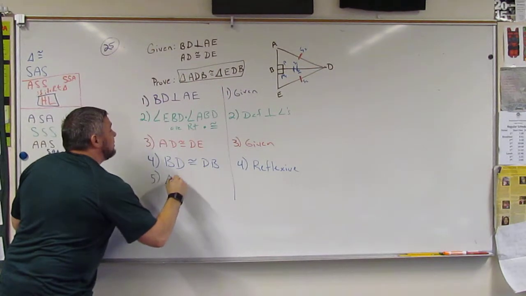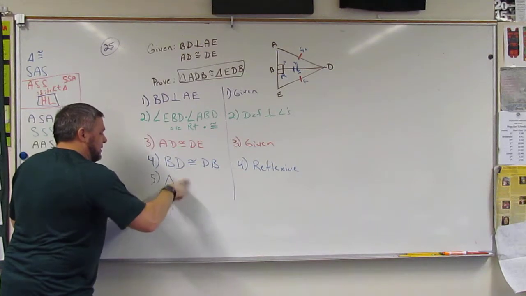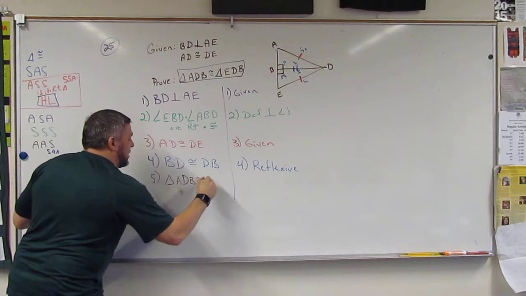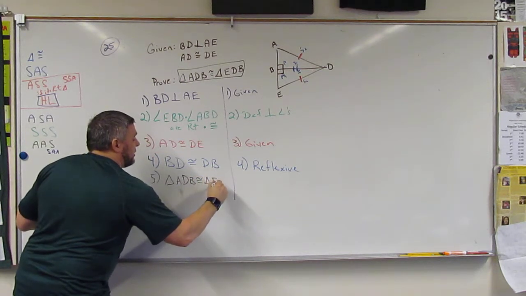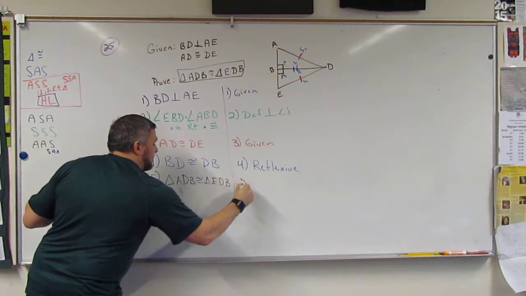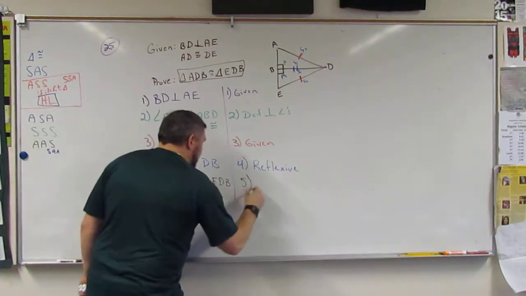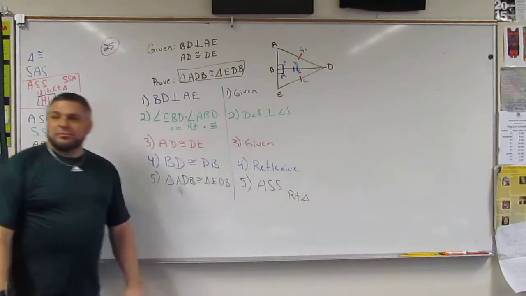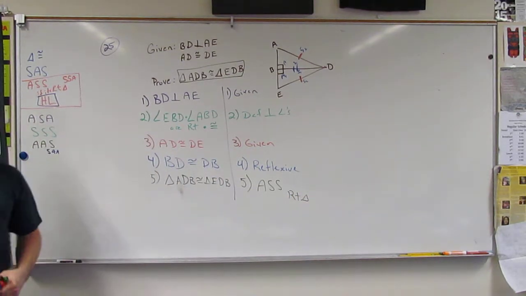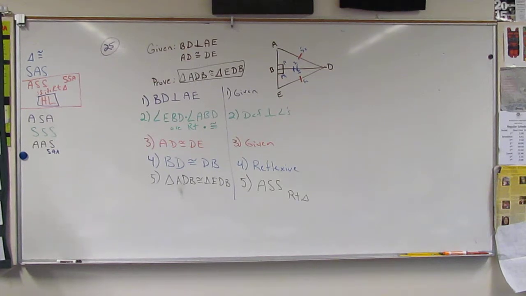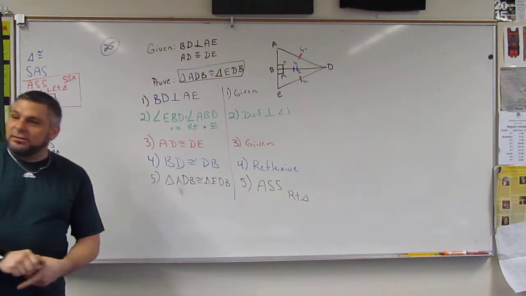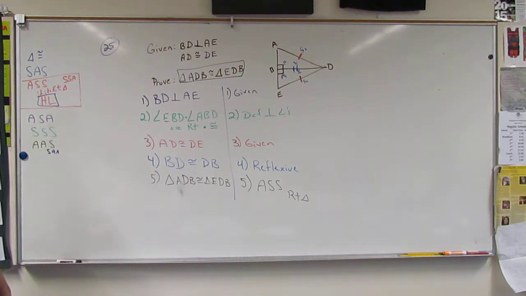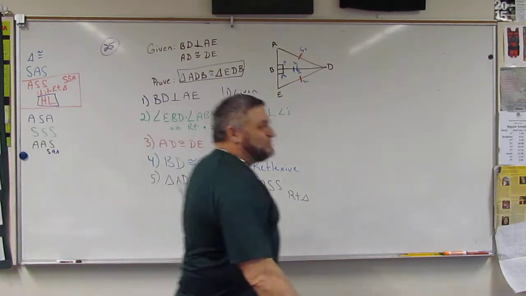The triangle ADB is congruent to triangle EDB. And step 5, because it's ASS, is right. Okay? That's it. Right? Nothing like the right ASS. Okay?